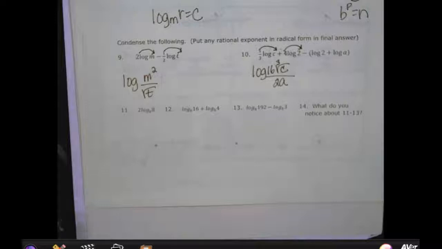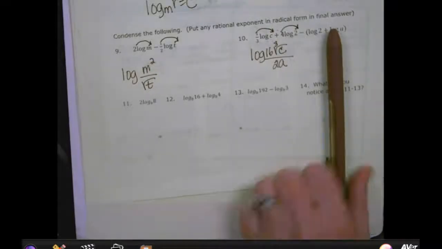Okay, so everybody do the last 3. Stop shaking your head no. No, that is not, that is the truth.